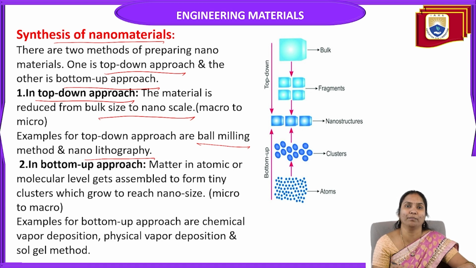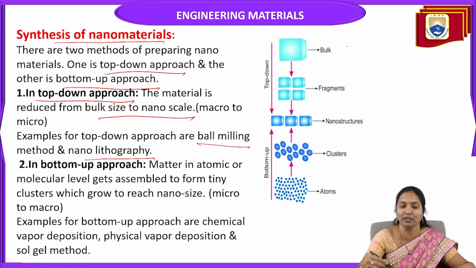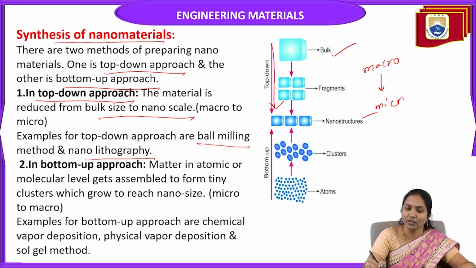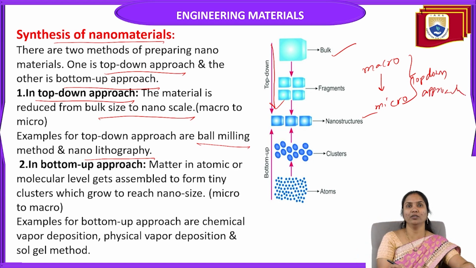So in this top-down approach, the material is reduced from bulk size to nanoscale. For example, see this image. Here the bulk material has a very high particle size. By breaking down the bulk material, we can convert it into nanostructures, from macro to micro. So this is called the top-down approach.